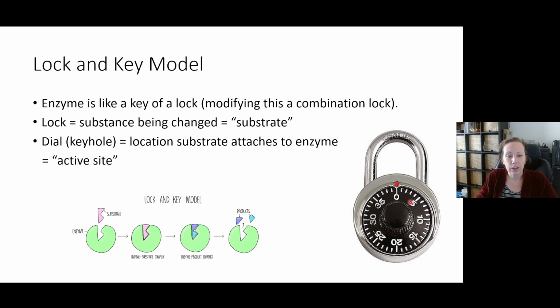Then the dial in our combination lock, or a keyhole if you're using a regular lock analogy, is the location that the substrate attaches to the enzyme.